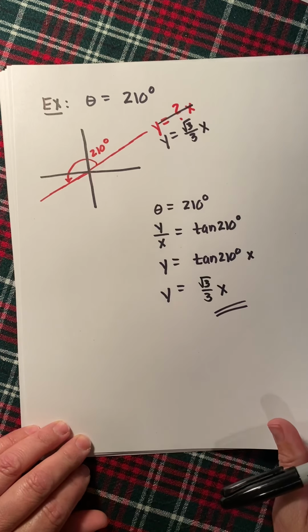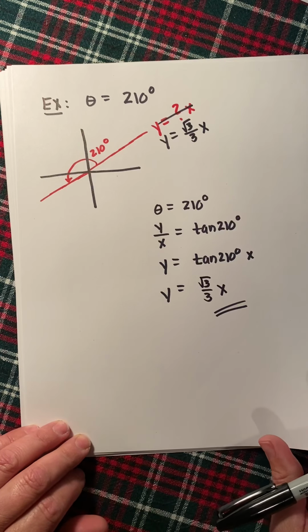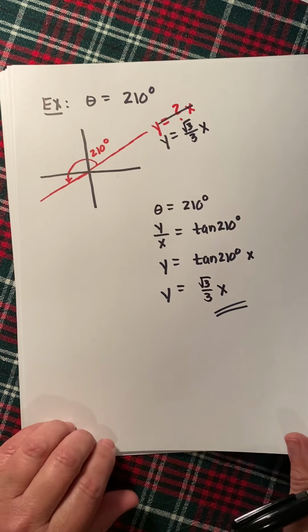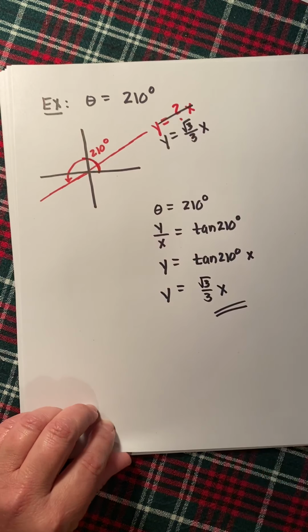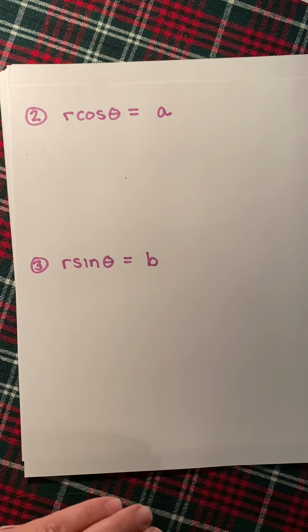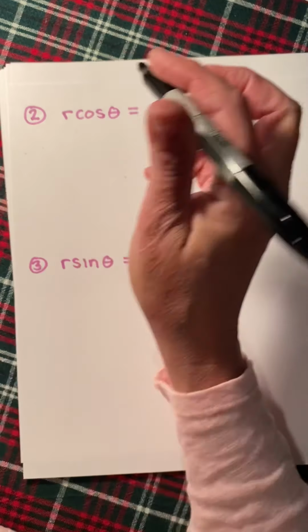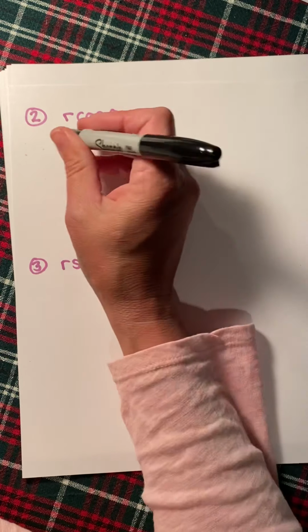So theta equals a number is always a line through the origin. Sorry, 210 degrees from there to there. There we go. All right, r cosine theta equals A. Anytime you have this, this is going to be a vertical line because r cosine theta is just equal to x.